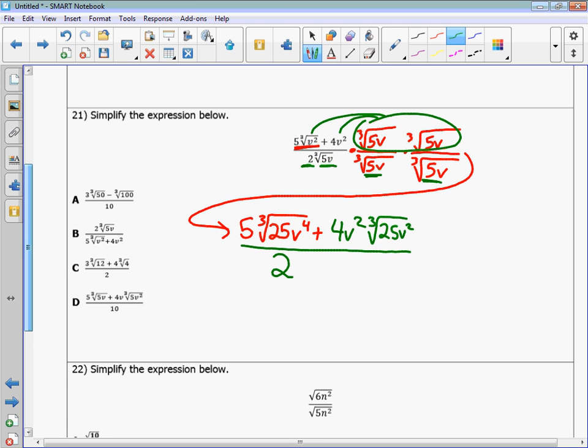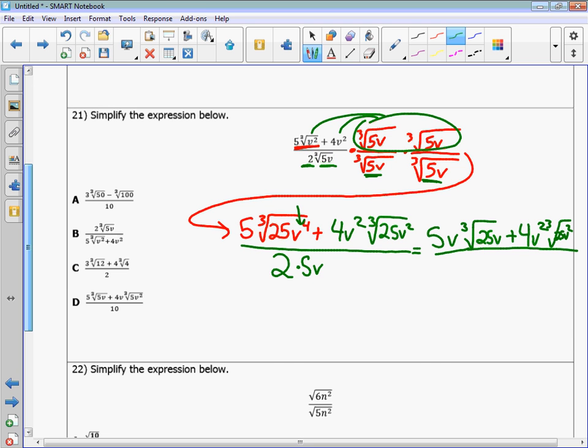Alright, let's simplify each term. You have 25b to the 4th, cube root of it. 25 is just 5 and 5, I can't simplify that. But I can simplify b to the 4th. b comes out, leaving us with b cube root of 25b, plus the second term, there's nothing I can simplify, it's just 4b squared cube root 25b squared. The denominator is just 10. 2 times 5 is 10b. And looking to see if I can simplify anything. 5, 4, and 10. Nope.